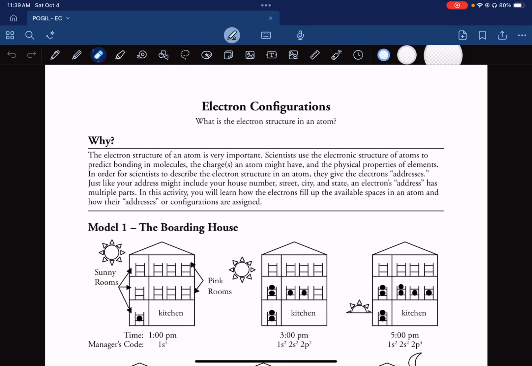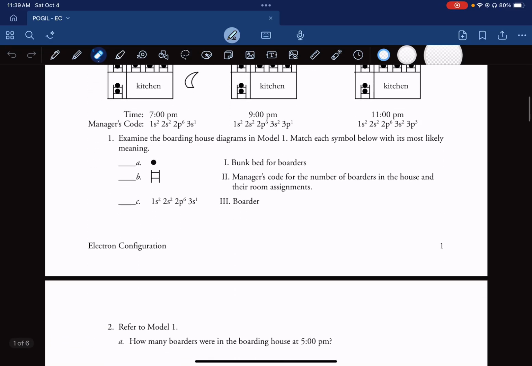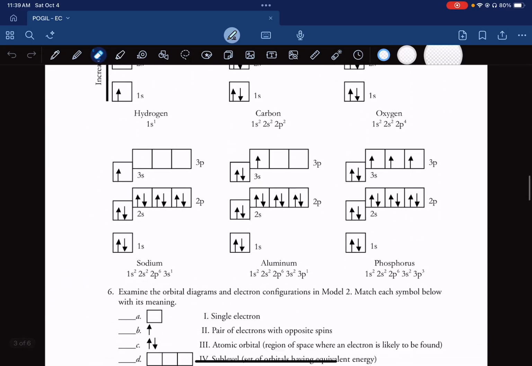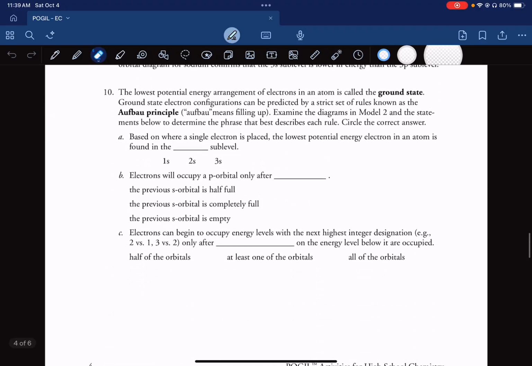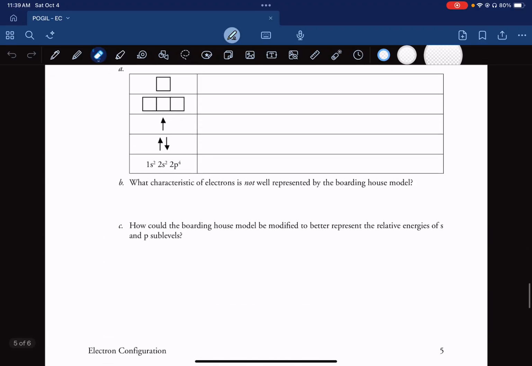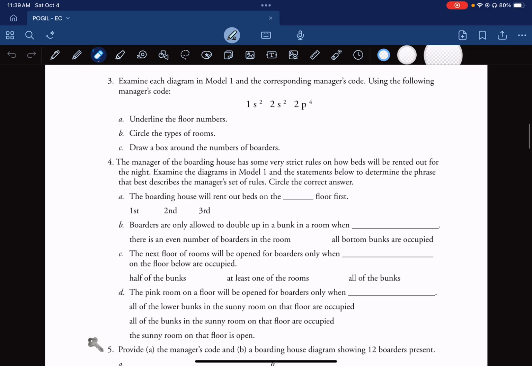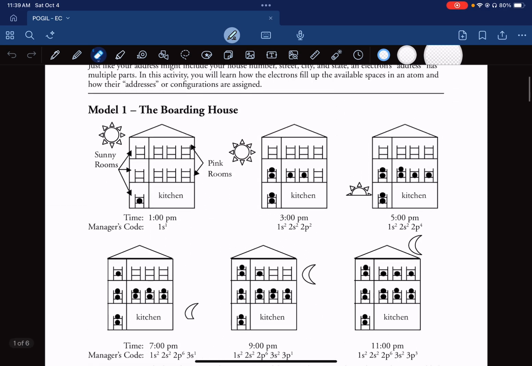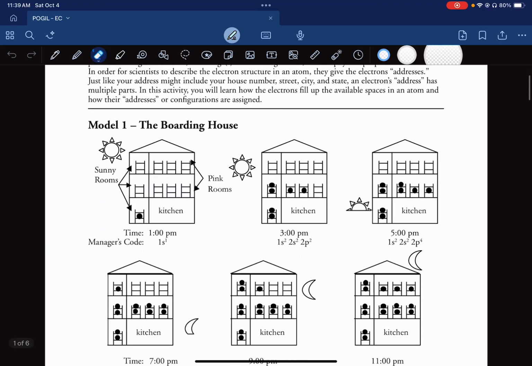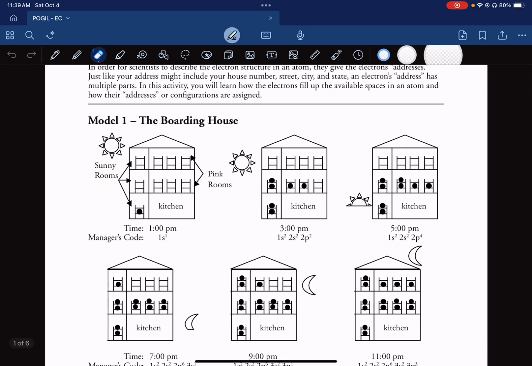Hey guys, so let's go over the electron configuration boarding house analogy activity. We did this in class, I believe it was on Thursday. I want to go over it again, and I'm actually going to use a different version. The version that we did in class was an abbreviated version, just for the sake of time, but I'm going to go through this one as it's intended from start to finish, especially for those of you that already did the boarding house activity in class.